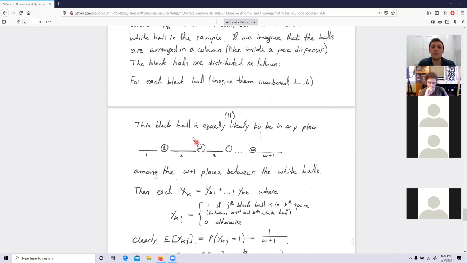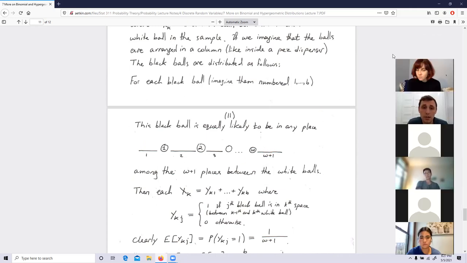So what's the expected value of Y_kj, guys? Each individual black ball is equally likely to be in this, that, or that region. So it's equally likely to be anywhere among W plus 1 regions. Do you agree? So the probability it's located in the kth place is 1 over W plus B. You follow?